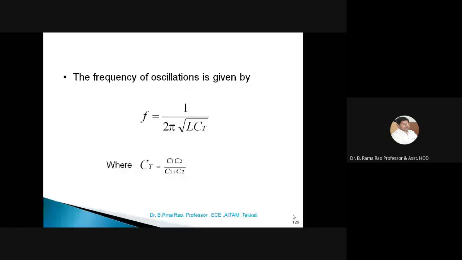In the Colpitts oscillator, the formula is similar, but C total, that is the C equivalent, is obtained by C1 C2 by C1 plus C2. And this is a very important formula, while calculating the frequency of oscillation and to calculate the value of L and the value of C for a given oscillating frequency for the Hartley and Colpitts oscillators. Okay, and also we have seen the conditions.